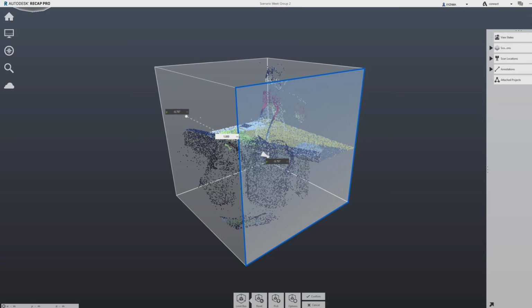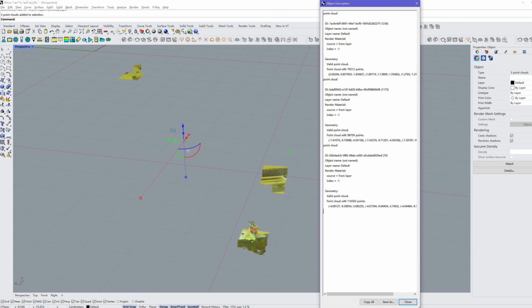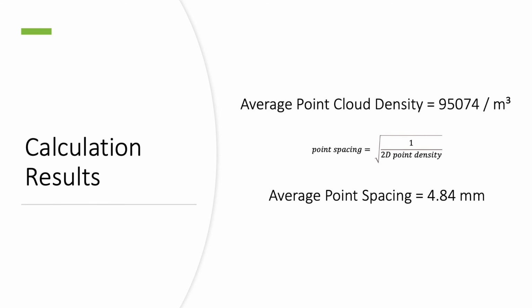In order to determine the average point cloud density, 3 1-meter cube regions were extracted and exported as point cloud files. They were then imported into Rhino to be counted, and an average number was determined. The average point spacing was determined by using the equation shown here. It required the 2D average point density to be determined, which was done using a similar method to that used for the average point cloud density, but by extracting 1 meter squared regions instead of 1 meter cubed regions.